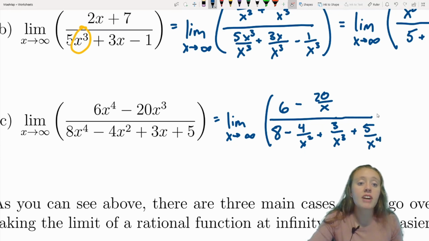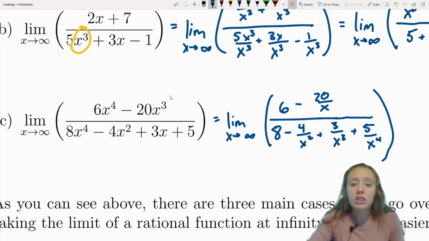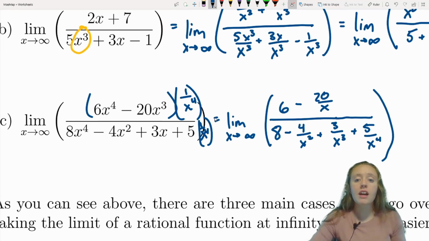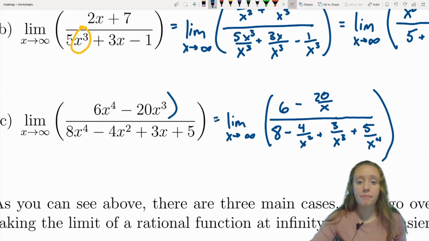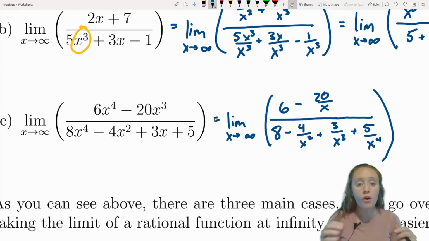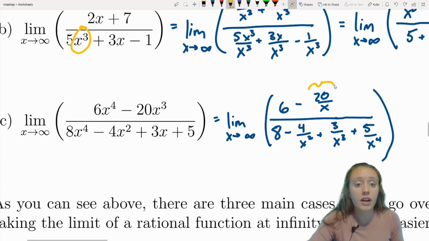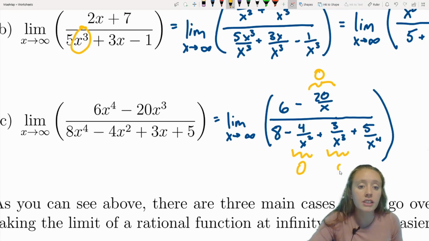Again, what I did here is I divided everything by x to the 4th, which you can envision as taking 1 over x to the 4th over 1 over x to the 4th and multiplying it through to everything. So essentially multiplying by 1, not changing the value of this limit, just manipulating it a bit so that we can work with it. Think about a constant over a number that continues to get larger, that overall fraction is going to get smaller. So 20 over x is approaching 0, 4 over x squared is approaching 0, 3 over x cubed is approaching 0, 5 over x to the fourth is approaching 0.